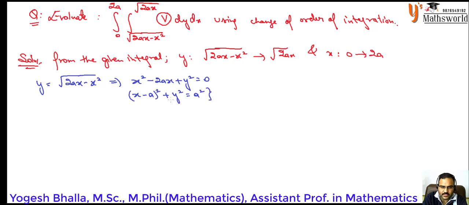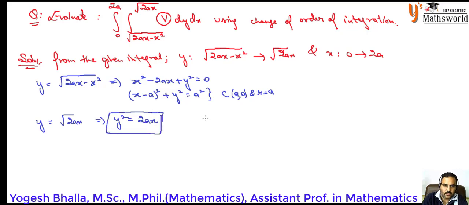This method is by completing the whole square, which is the equation of a circle with center at (a, 0) and radius a. Also y is equal to root of 2ax, that means y square is equal to 2ax. This is the second equation over there, which is a parabola.